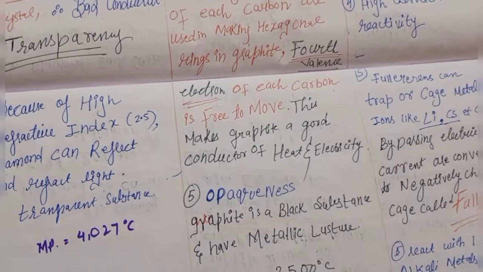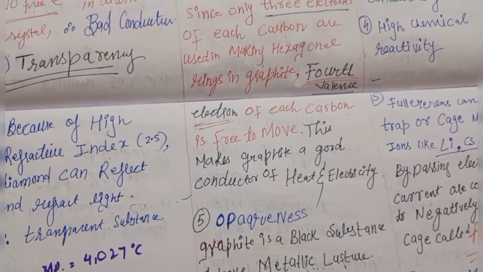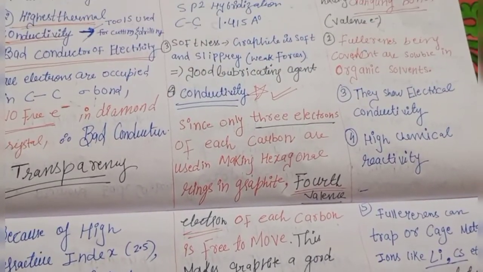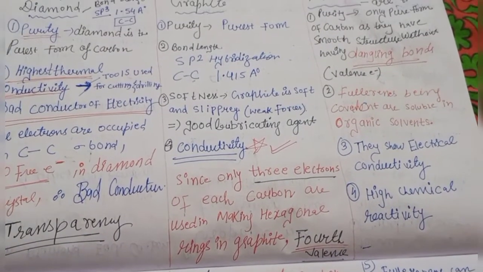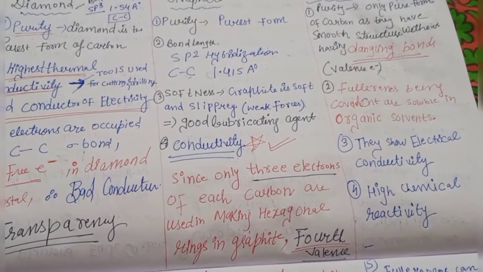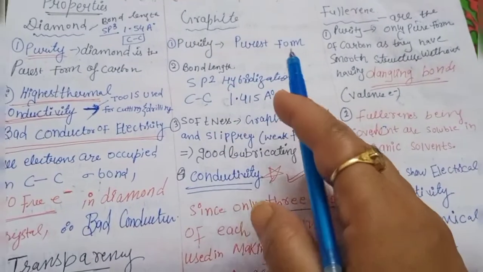So the 1-2 degree can vary the melting point, no much difference in that. So what about the properties of graphite? Graphite is also the purest form.